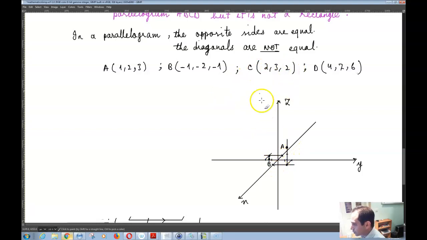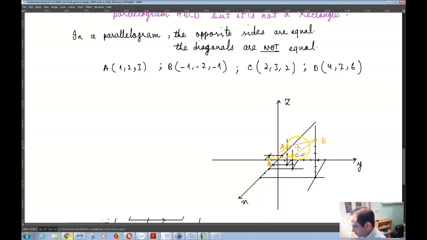And then point C would be (2, 3, 2). So 2, 1, 2, and 3, this point over here. This is point C. This is getting a little bit crowded. This is A, and this is B over here. And then we have the point D, which is (4, 7, 6): 4, then 7, and 6 over here. This is point D. And if I connect these points together, I will get this geometric shape.